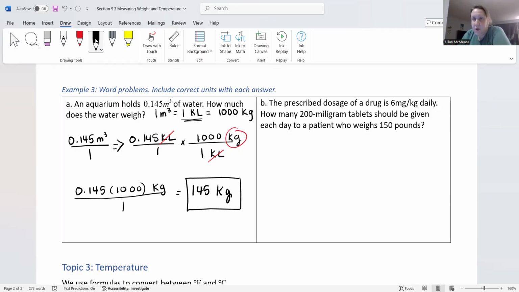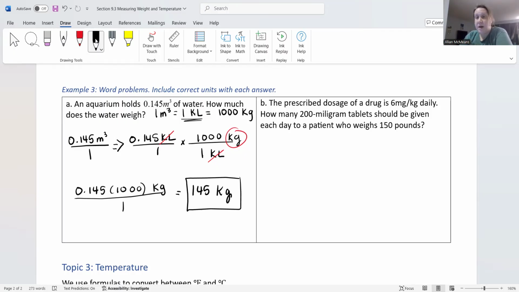Now, this last part for this video, we're going to talk about a dosage of medication. Okay, so it says the prescribed dosage of a drug is 6 milligrams per kilogram. So for each kilogram of your weight, you need 6 milligrams of this medication, and you need this daily. So 6 milligrams per kilogram daily. How many 200 milligram tablets should be given each day to a patient who weighs 150 pounds?